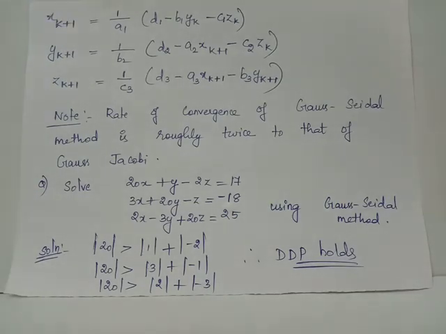z(k+1) equals 1 by c3 times (d3 minus a3 x(k+1) minus b3 y(k+1)), where x(k+1) and y(k+1) are values taken from the current iteration, already evaluated. It is observed that the rate of convergence of Gauss-Seidel iterative method is roughly twice that of Gauss-Jacobi iterative method.